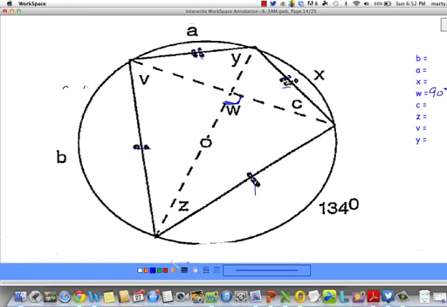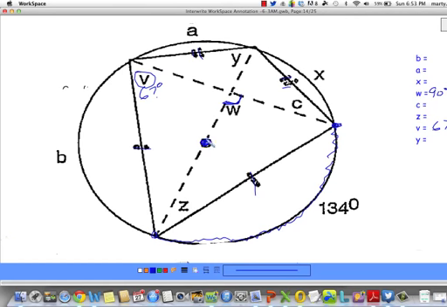I'm going to change colors here. Next thing I know, 134 degrees. Notice that's an arc intercepted by this angle V. V is going to have to be the inscribed angle that forms the 134. So all we need to do is cut that in half, and I will have 67 degrees. So V is 67 degrees.